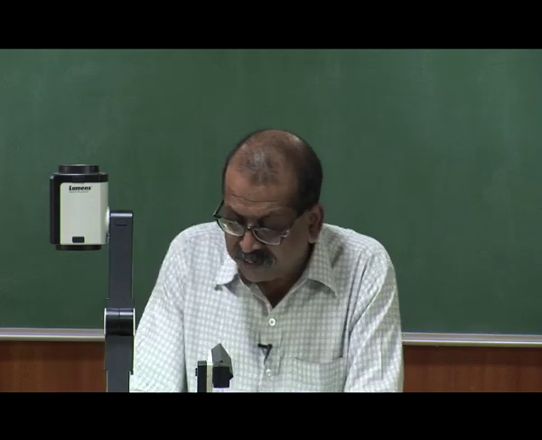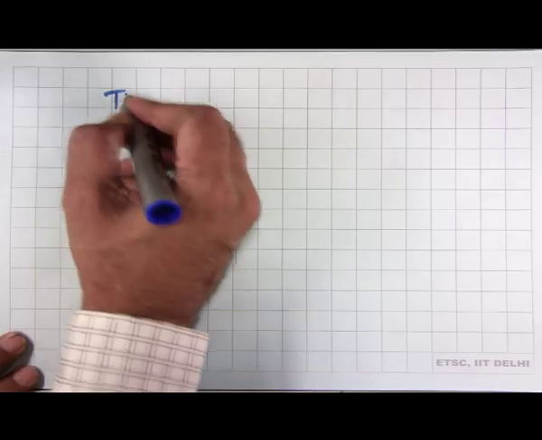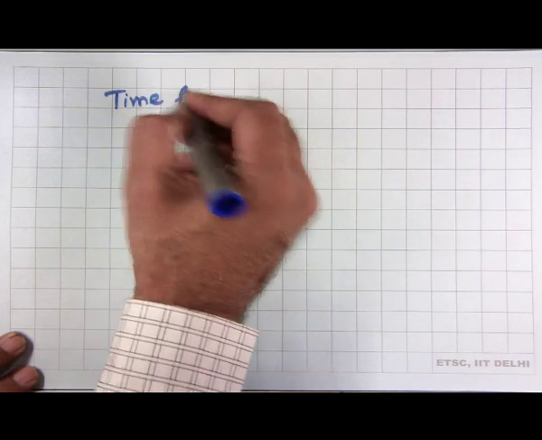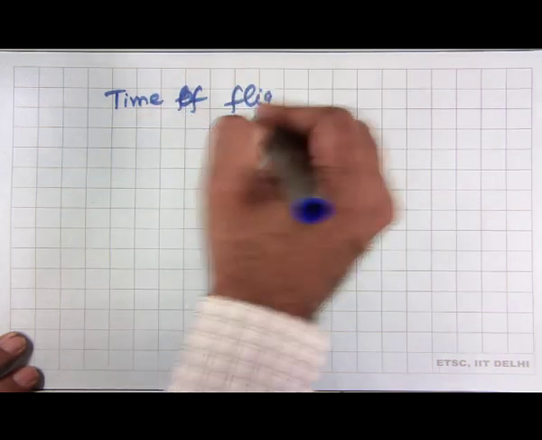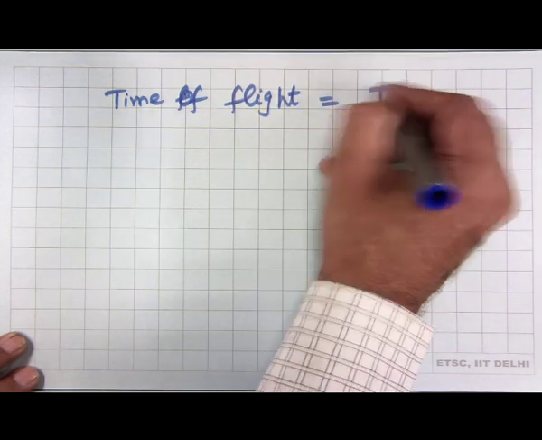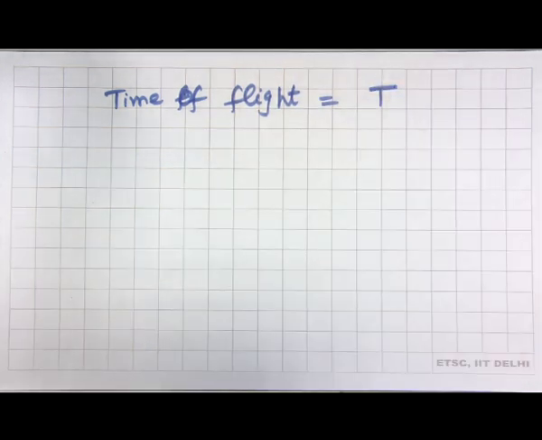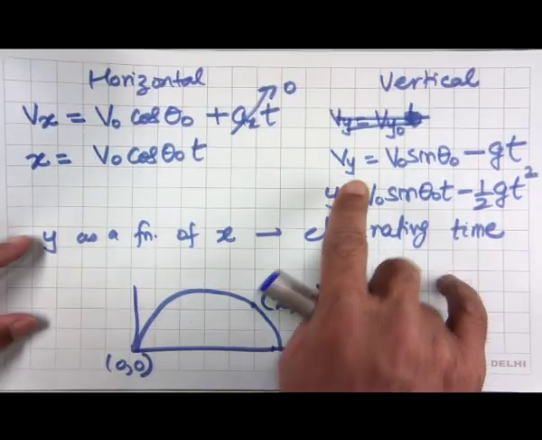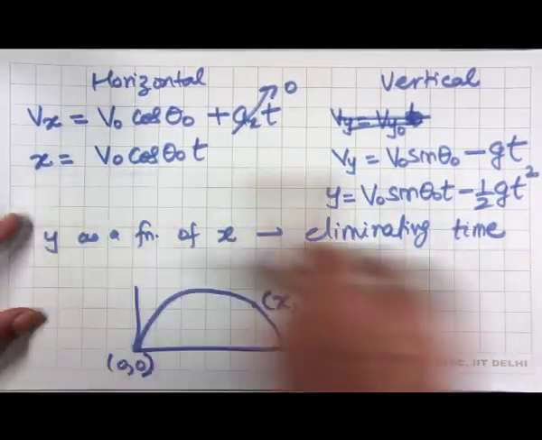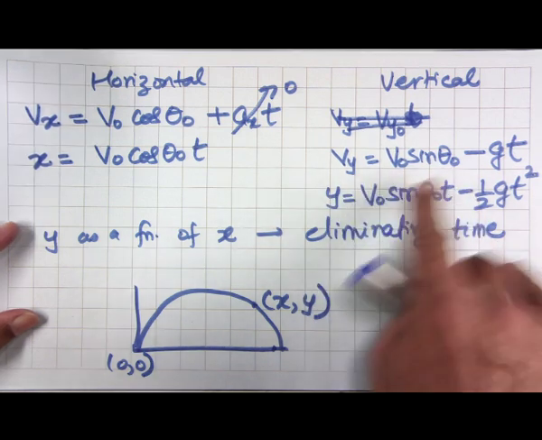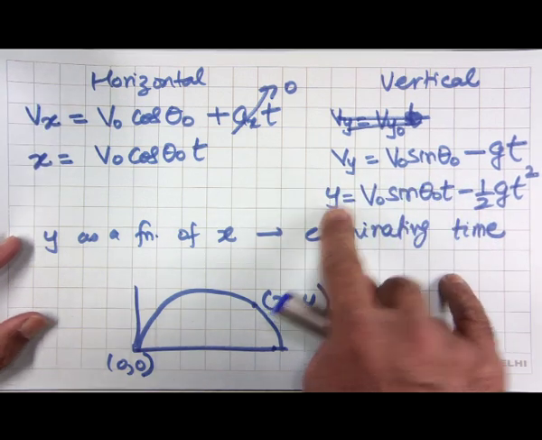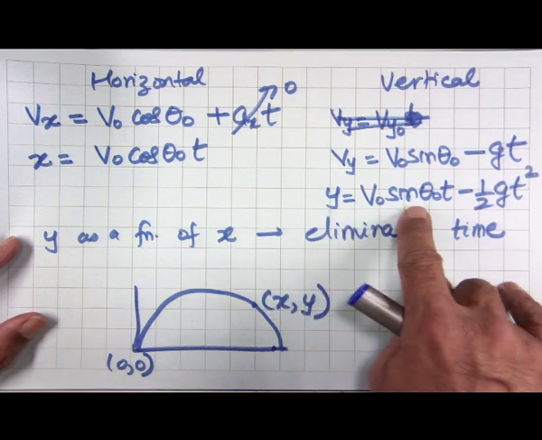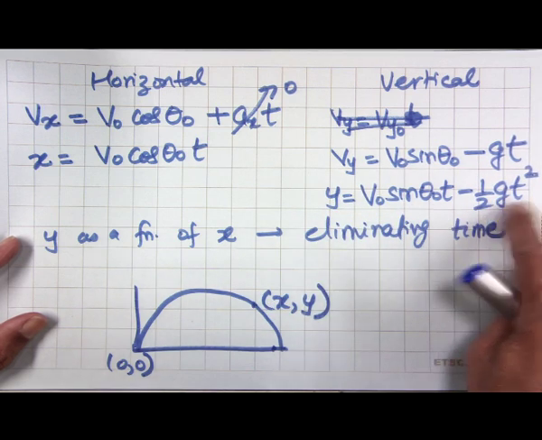Also, if we want to calculate the time of flight of the projectile, if we call that T, then this will be the time. For this we will need to go to the velocity equations. In the velocity equation we have Vy is equal to this. If we look at the expression for y, y is equal to V0 sin theta 0 t minus half g t square.